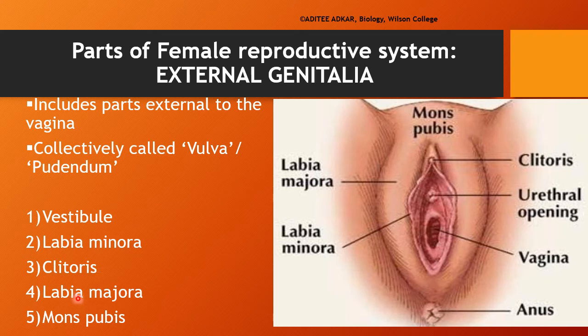Then the labia majora. Labia majora are present outside the labia minora. They are thick fleshy folds surrounding the vestibule, and on the top of the labia majora a fleshy elevation is present which is known as the mons pubis. The mons pubis shows the presence of hair known as the pubic hair.